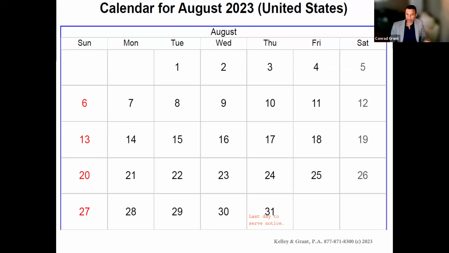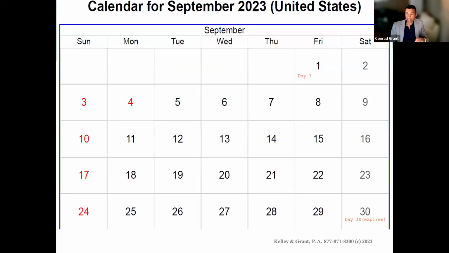He served it on the 31st. Day 1 is the 1st, and day 30 is the 30th. You notice the lease expires a day before rent is due. So that's how you get your 30 days. So if you take today, for example, if you wanted to evict a tenant whose rent is due on the 1st, it would be too late. There are only 15 days left in May. So that notice would need to expire at the end of June.